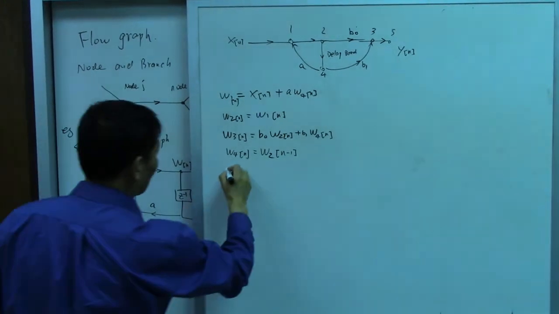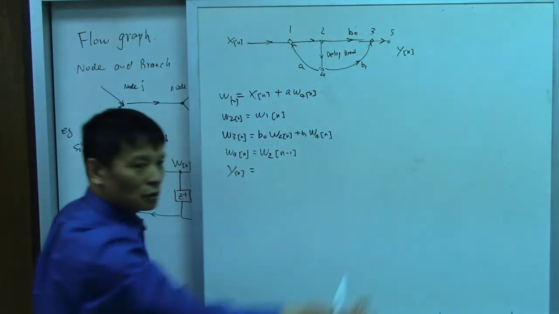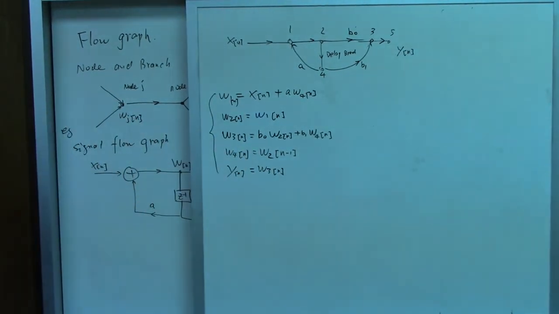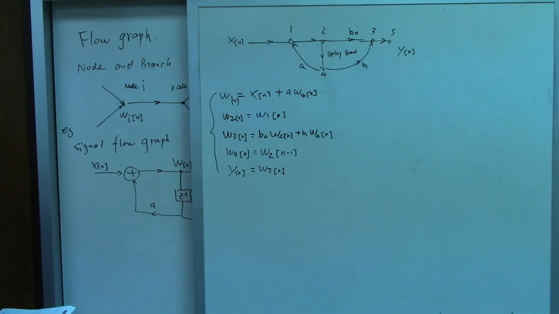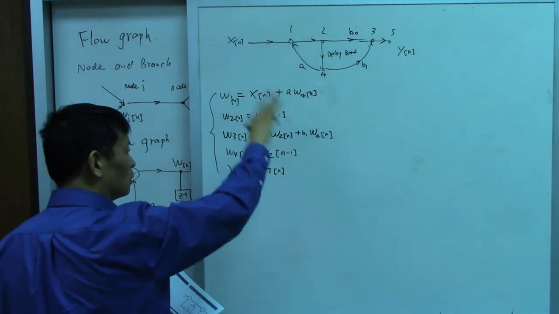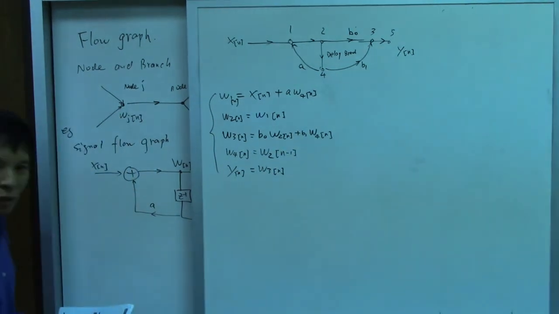Okay, the last one, the output y[n] equals what? y[n] is here, equals just W3, right? So W3. Alright, so we have these 5 equations, relationships relating the input, output, and all the internal node values. We need to use the elimination method to eliminate several intermediate values.